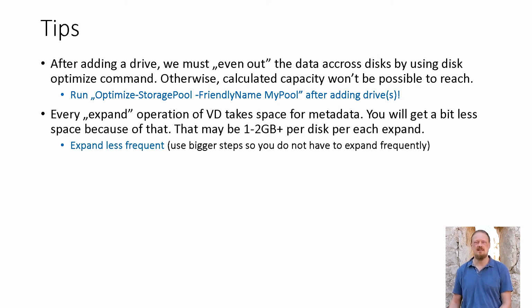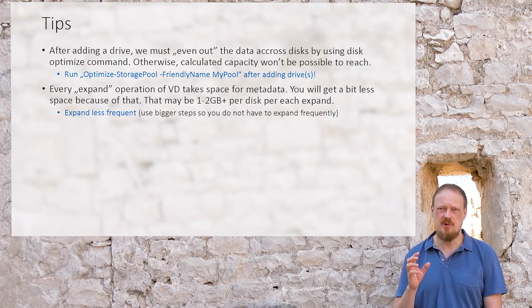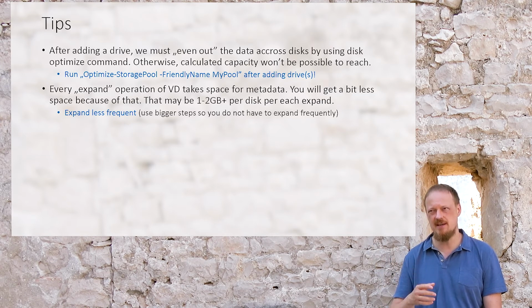Another thing, storage spaces has metadata, and that metadata takes, I don't know exact amount, but around 1 to 2 gigs per each disk and per each expand or create operation. That means you must deduct that from total capacity. And if you do a lot of expands, each expand can take you 5 gigs, 10 gigs, not so small amount. That means you need to expand less frequent. You expand by a certain amount, so you know you will not need to expand another, I don't know, year.